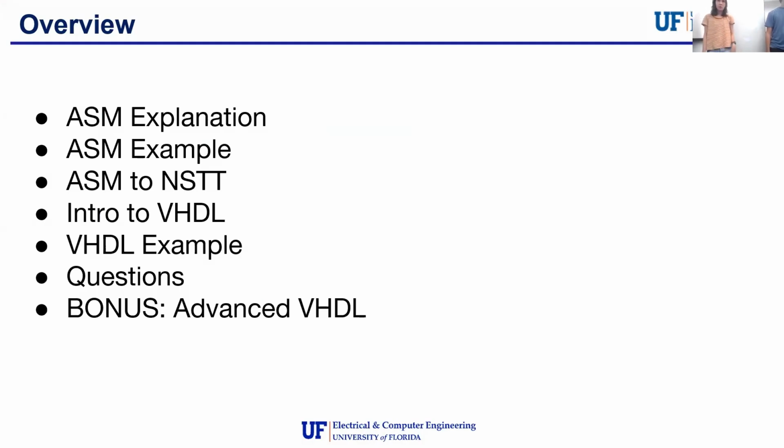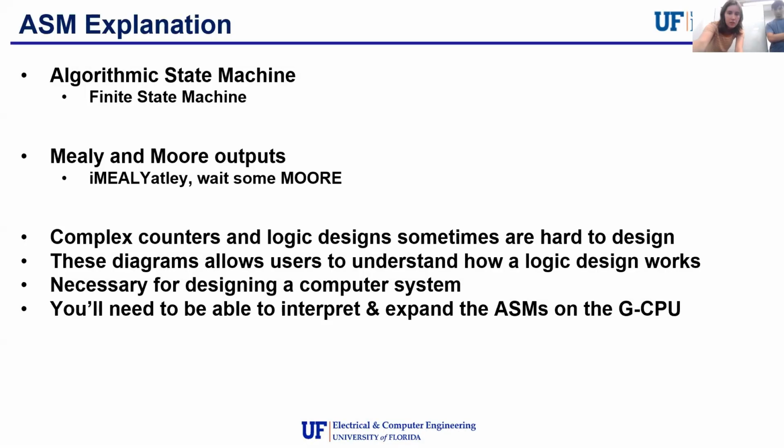So we're going to explain ASMs, algorithmic state machines. We're going to give some examples on making an ASM and interpreting an ASM to create a next state truth table. And then we're going to go over using VHDL, an example of VHDL, and also give a little bonus section on some advanced VHDL that might be very useful to you.